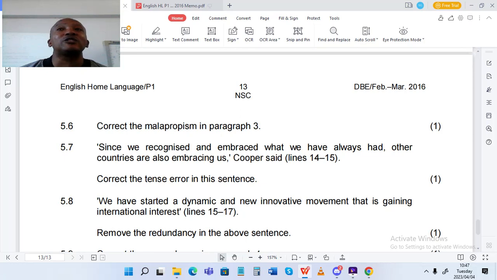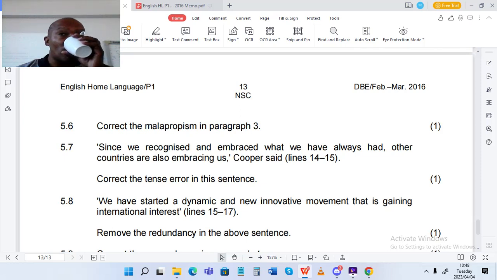Which word is redundant, or which word is used in excess? In other words, which word means the same as the other? Hold up. Give them just 60 seconds to think. Go, Jessica. Dynamic and innovative. Do they have the same meaning? Is dynamic and innovative the same meaning? That's how you answer your question. Are those two words of the same kind?